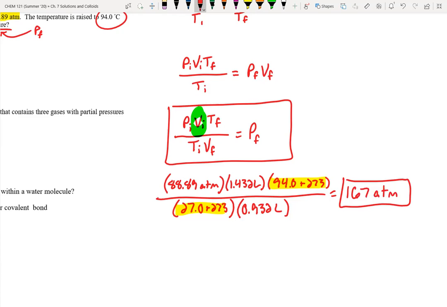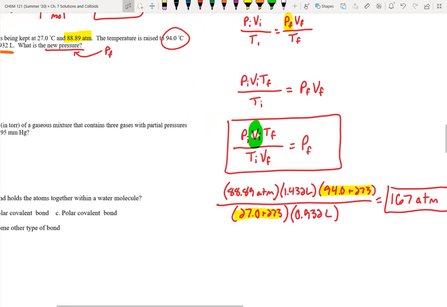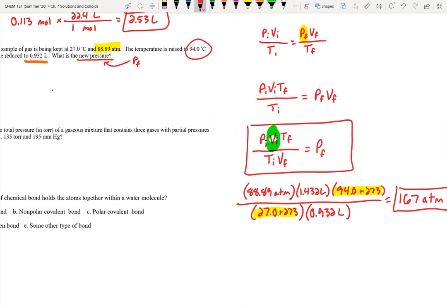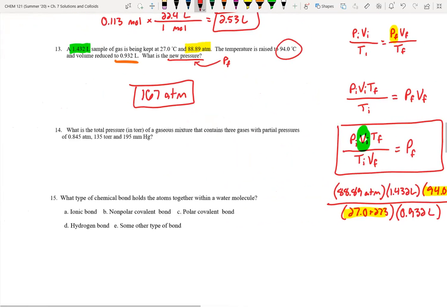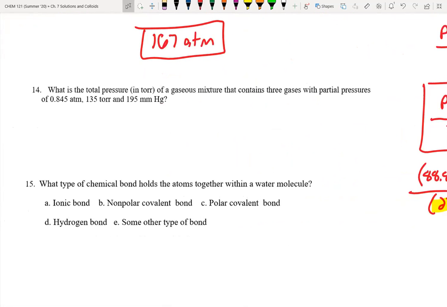Thank you so much for catching that Kelvin thing. Sometimes I make mistakes too. So I'll just write 167 ATM right here so we can kind of keep track. Any other questions on this one? Oh. All right. So let's go to 14.